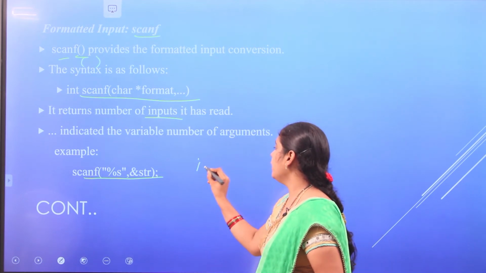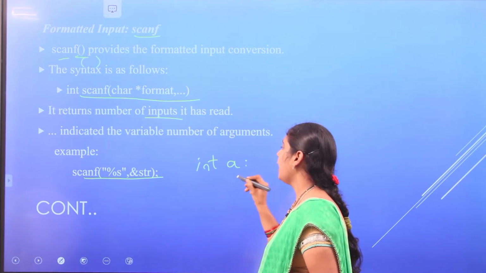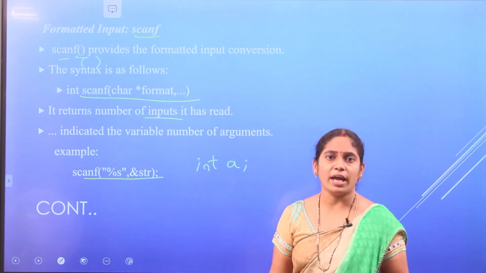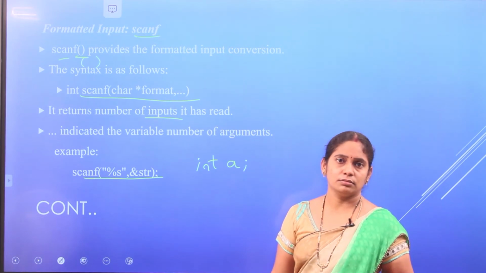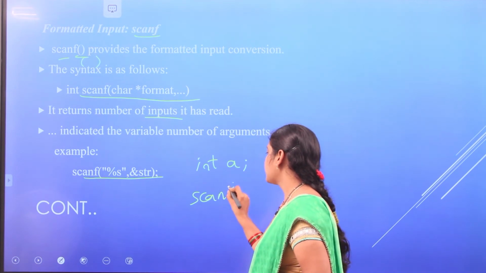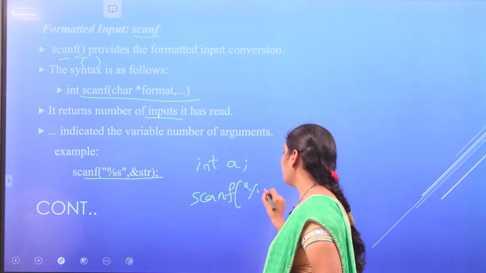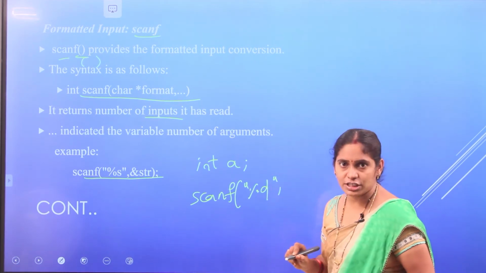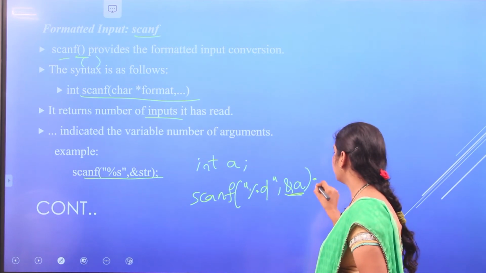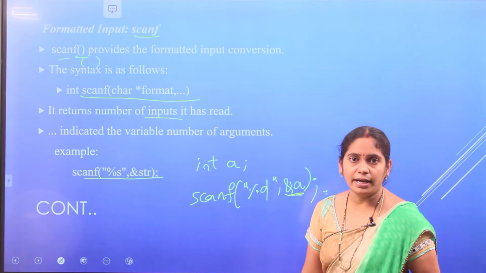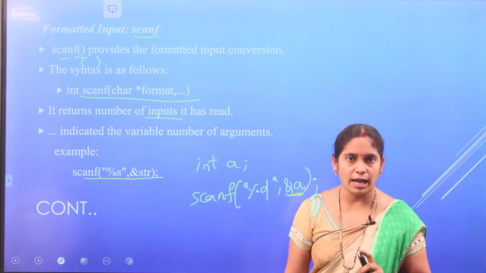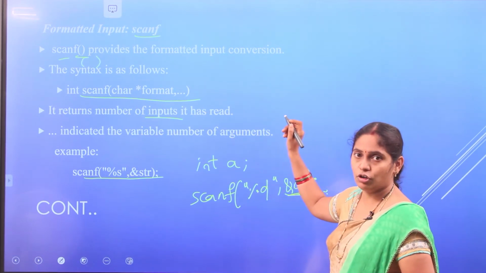Suppose here I have an integer variable a. I want to initialize some value to that a, say the value 20. Then how to read this? Use scanf. Which type of value is it? Integer. So %d, ampersand a. Ampersand a means the address operator, the place where memory is reserved to store the value of a. It should store the value in that respective location.